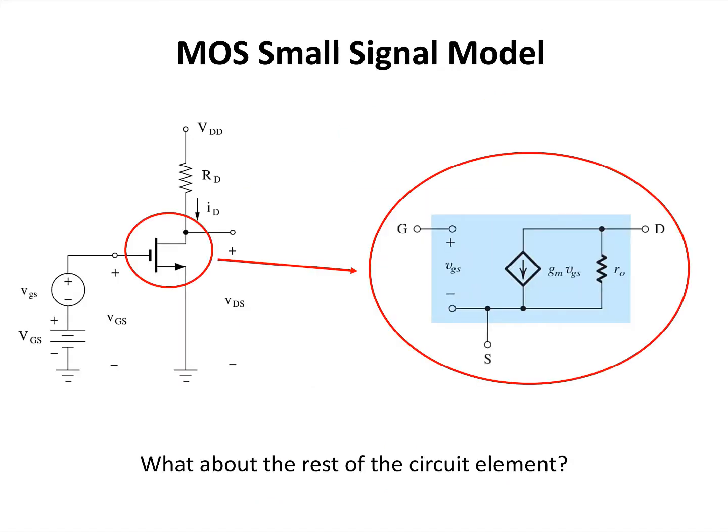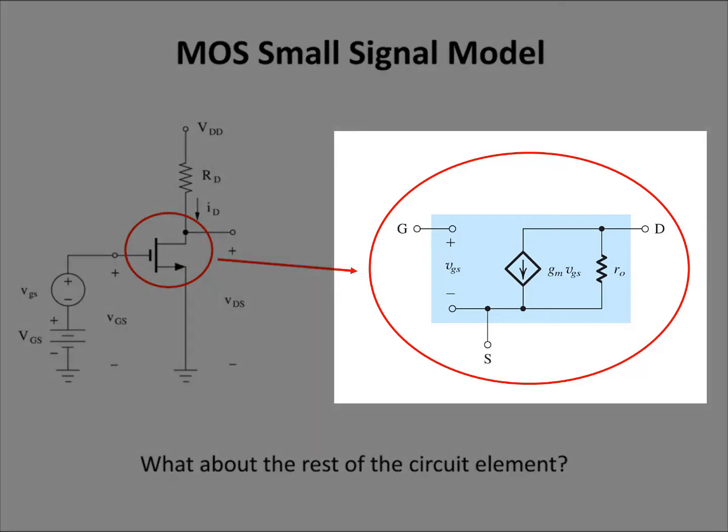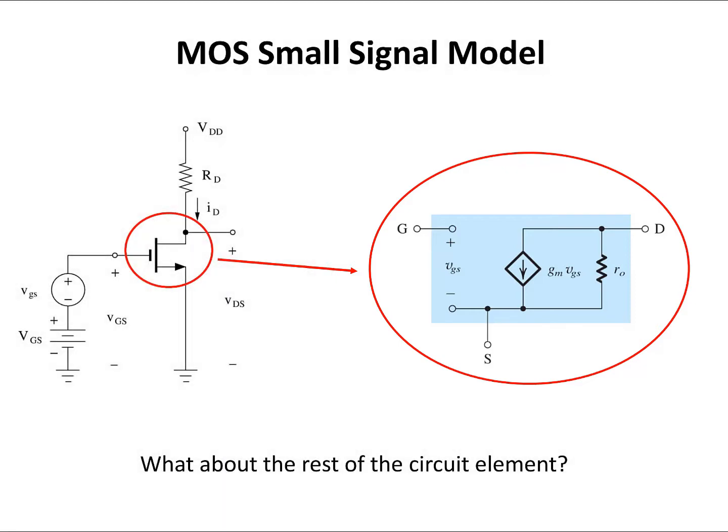Looking at the total amplifier circuit that we started with, this small signal model that we developed is for the MOSFET only. So when we want to draw the signal equivalent circuit, we are going to replace the MOSFET with the circuit model that we already developed. But how about the rest of the circuit elements? How can we model them for the signal circuit?